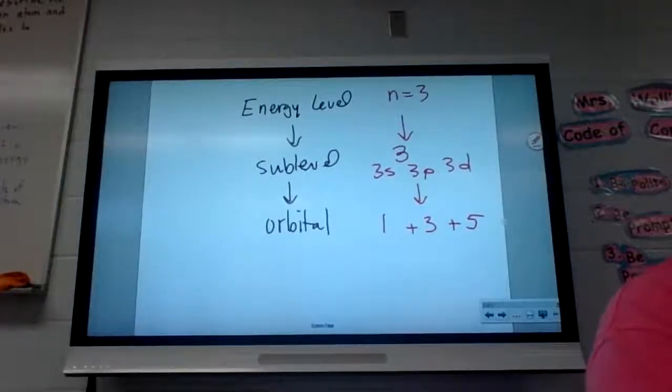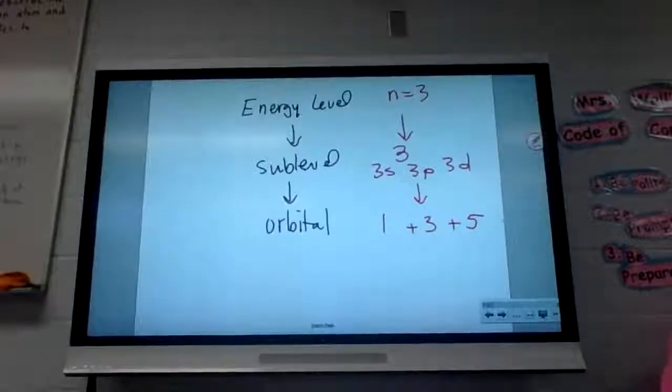All right, number 14. What's the L value of D? What number is assigned to D? 2. All right, what sublevel has an L value of 1? P is correct. What does N have to be if L equals 3? 4. Name the 4 sublevels. S, P, D, F. Yes. All right. How many electrons are there if N equals 5?